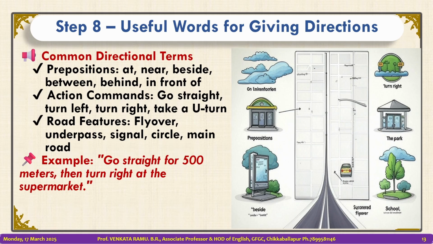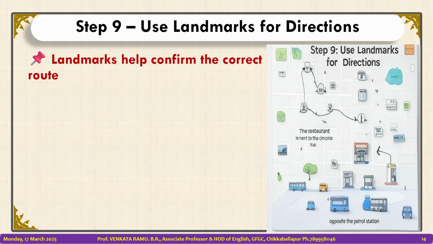Let's look at some examples. Go straight for 500 meters, then turn right at the marketplace. This park is beside the school. Use the right words. Using the right words makes directions clear and easy to follow. Let us move on to step 9.